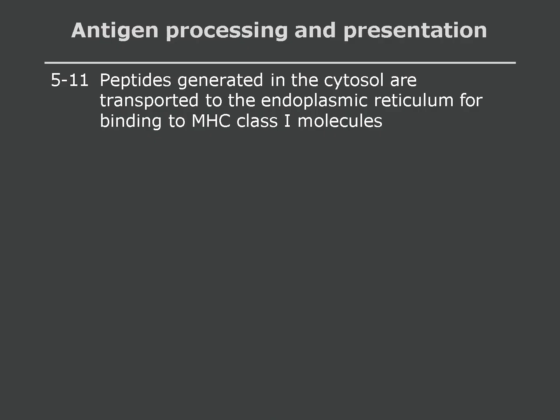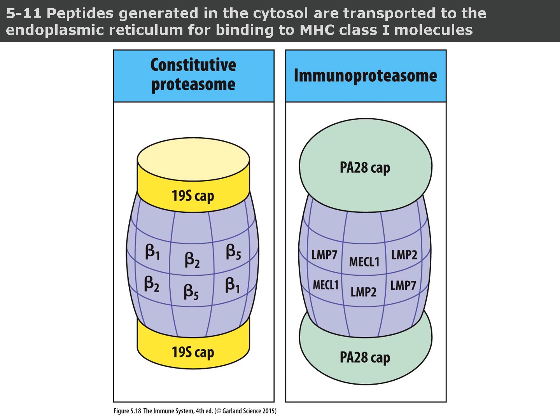Peptides generated in the cytosol are transported to the endoplasmic reticulum for binding to MHC Class I molecules. This slide compares the constitutive proteasome and the immunoproteasome, two protein complexes responsible for generating peptides in the cytosol. On the left is the constitutive proteasome, found in most cells under normal conditions. It contains catalytic subunits labeled beta 1, beta 2, and beta 5, and is capped at both ends by the 19S regulatory particles. These proteasomes degrade damaged or unneeded proteins into peptides.